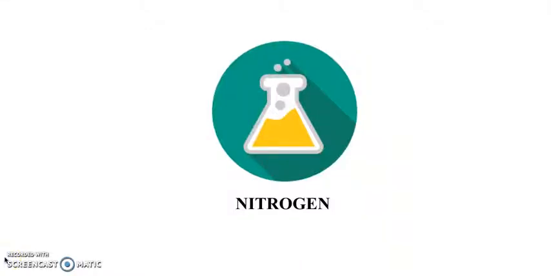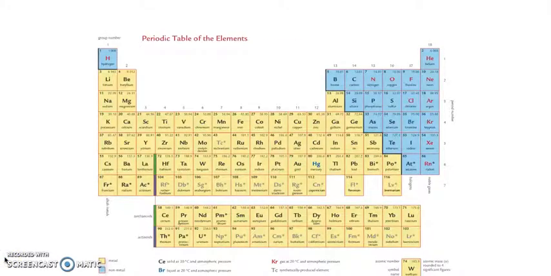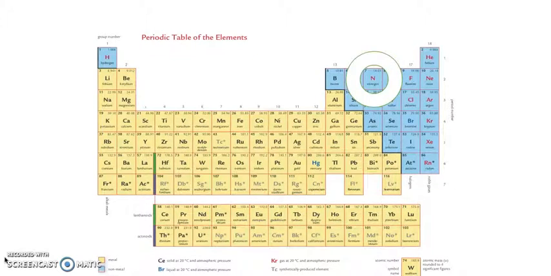I have chosen the element nitrogen. This is the periodic table of the elements. The periodic table tells you a lot about the chemical elements. Here we have nitrogen. Nitrogen is in the 15th main group and in the second period.